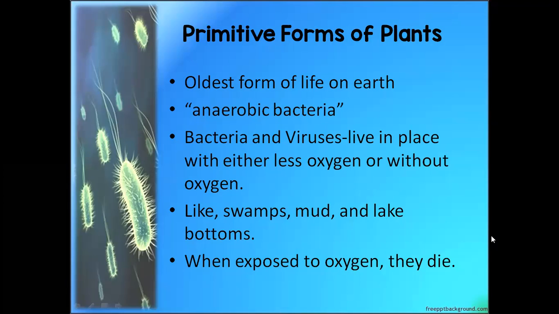These are considered the oldest form of life on Earth, and they are called anaerobic bacteria. Do you know why they are called anaerobic bacteria? Okay, because they live in places with either less oxygen or without oxygen. The examples for this are bacteria and viruses. Places with less oxygen are the swamps, mud, and lake bottoms. When anaerobic bacteria are exposed to oxygen, they die.